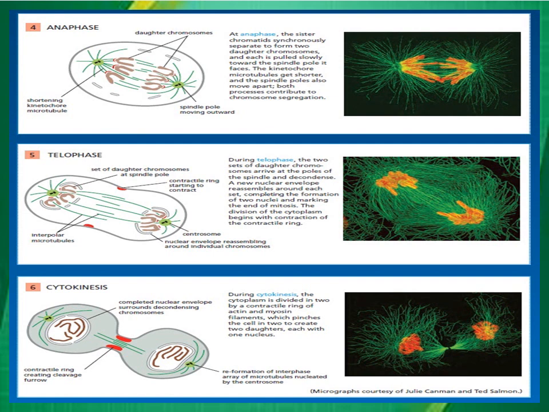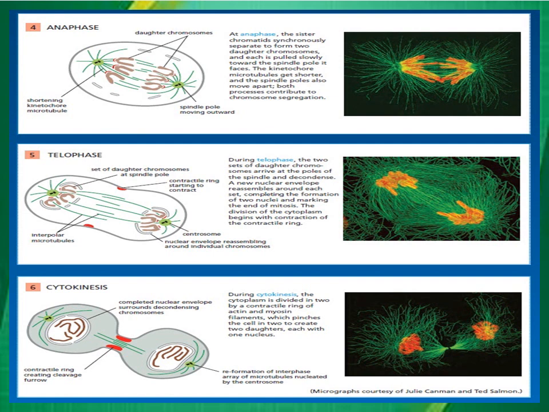Anaphase. At anaphase, the sister chromatids synchronously separate to form two daughter chromosomes and each is pulled slowly towards the spindle pole it faces. The kinetochore microtubules get shorter and the spindle poles also move apart. Both processes contribute to chromosome segregation. Telophase. During telophase, the two sets of daughter chromosomes arrive at the pole of the spindle and decondense. A new nuclear envelope reassembles around each set, completing the formation of two nuclei and marking the end of mitosis.